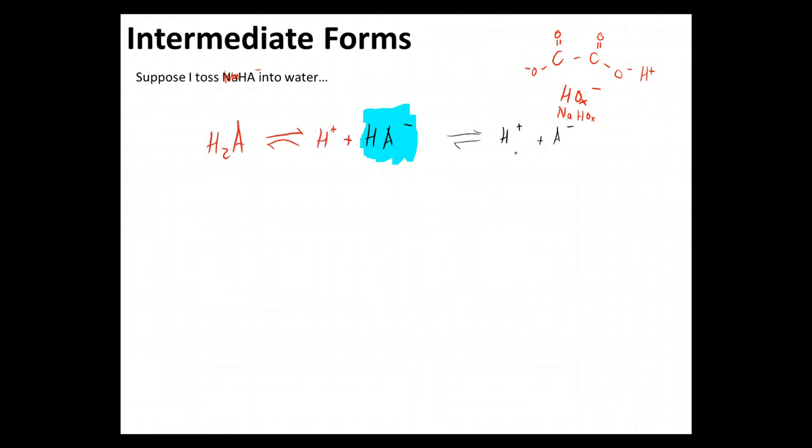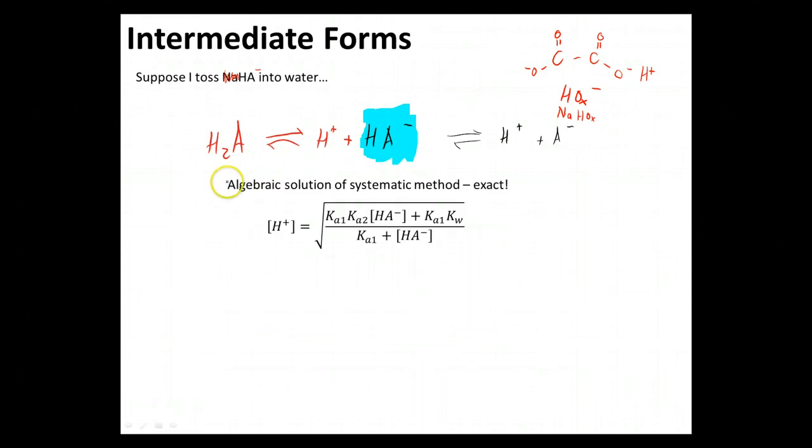Rather than do that, we're going to jump straight to the end game. The book has already done that, and they've come up with an algebraic solution, and this is going to be an exact solution to this whole system of equations. Concentration of H plus will equal the square root of our two equilibrium constants times HA minus. Now let me point that out. We've got our starting concentration, we've got our two equilibrium constants, in other words, how much of it's going that way and how much of it's going that way.